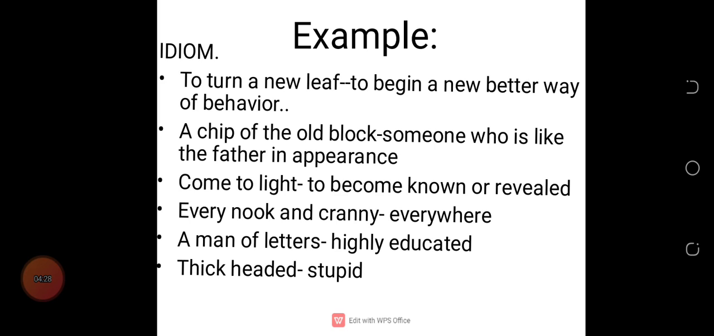Then the second one is a chip off the old block. It means someone who is like the father in appearance. The person resembles the father. The person is the exact replica of the father. That is a chip off the old block.